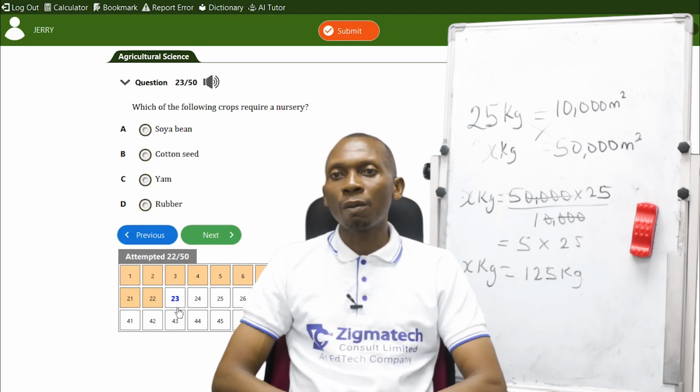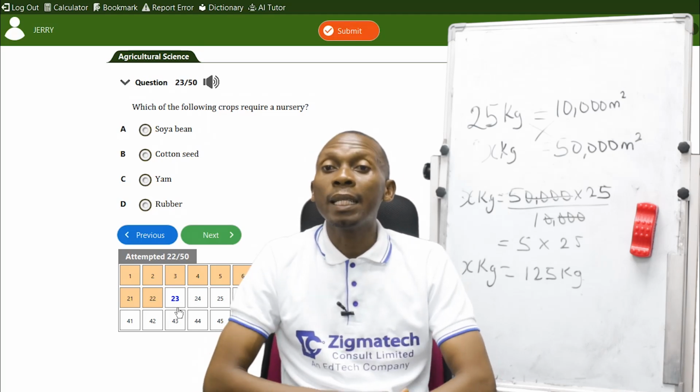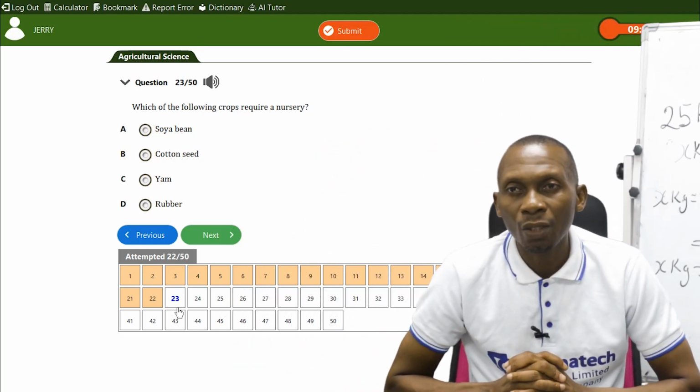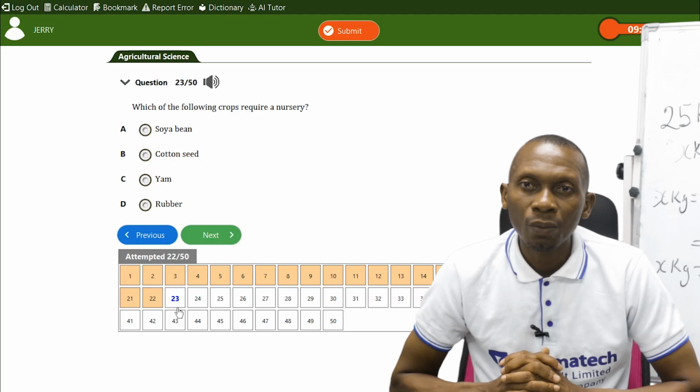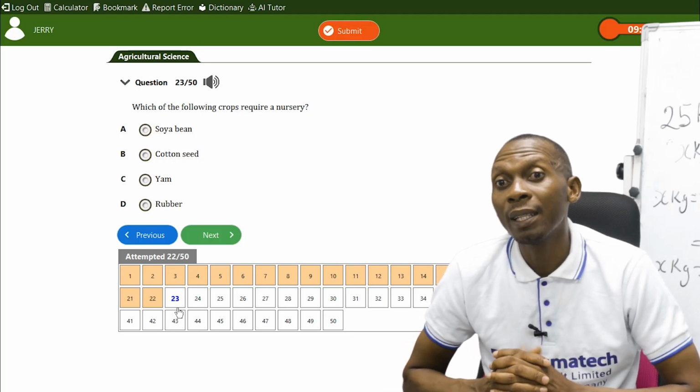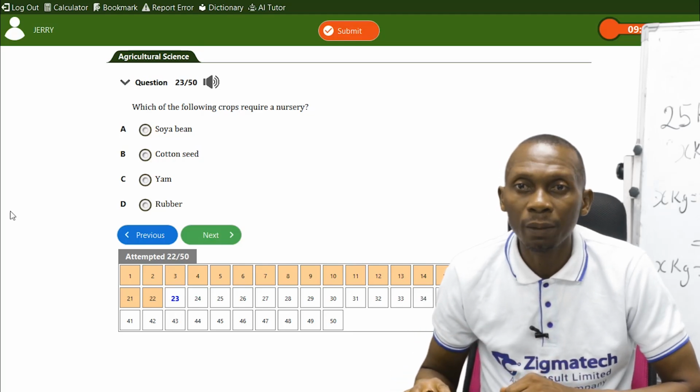Which of the following crops requires a nursery? We have soya bean, cotton seed, yam, rubber. Now, tree crops usually require nurseries, and the remaining are not tree crops. Soya bean is not a tree crop, cotton is not a tree crop, neither is yam a tree crop. So the answer here is rubber.